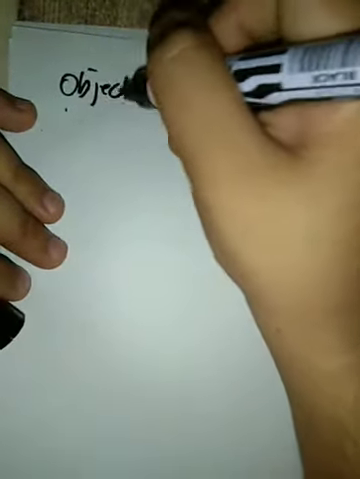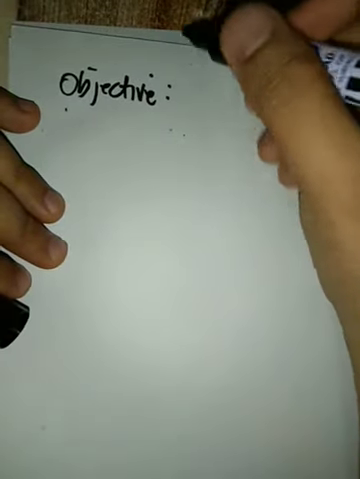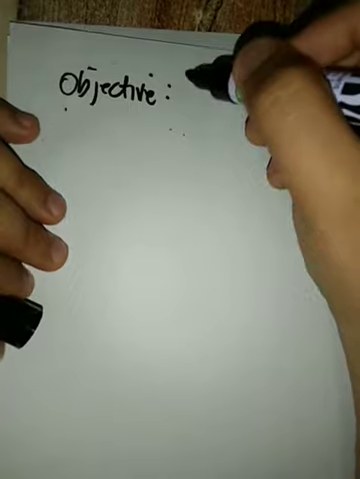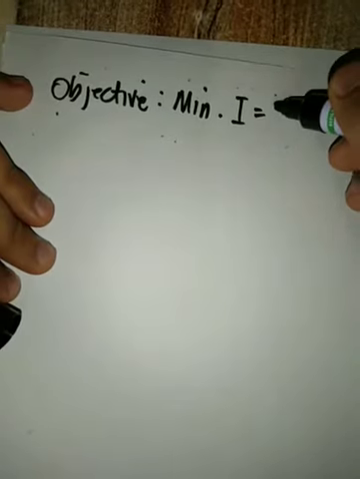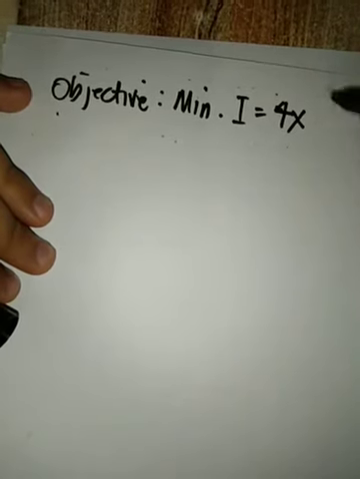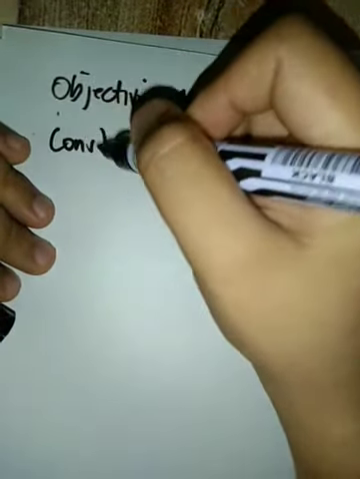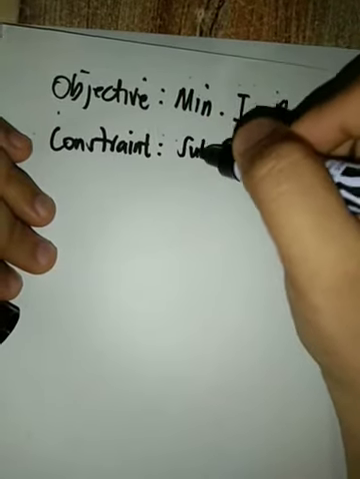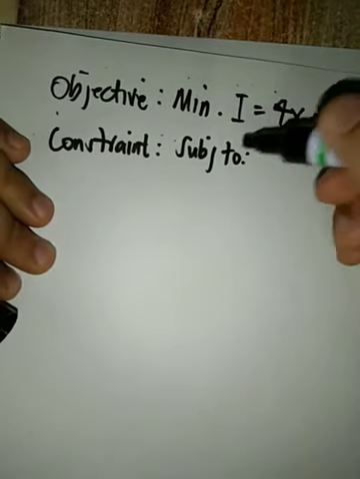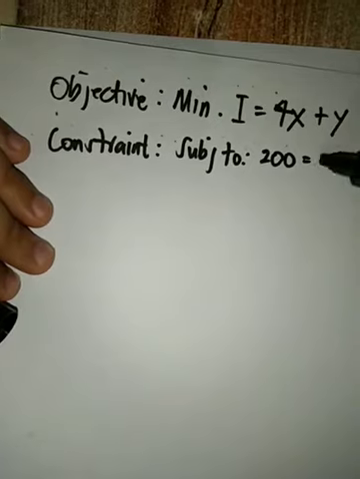By the expenditure minimization condition, suppose we have a given objective function, and the objective now of our consumer is to minimize, let's say, I equals 4x plus y. Then the constraint, and it is subject to this one.